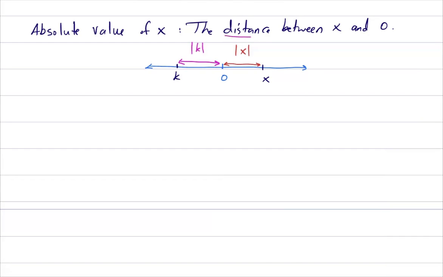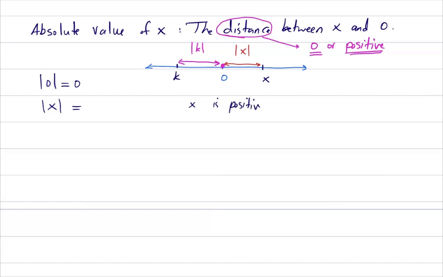But in either case, when you have a distance, the minimum value is 0 or a positive number. Why do we say 0? Because if you measure that value at the origin, it becomes 0. So you can say that the absolute value of 0, which is the distance from 0 to itself, is 0. With the same argument, we can say that the absolute value of x, if x is positive, is equal to x. But what happens if x is negative?